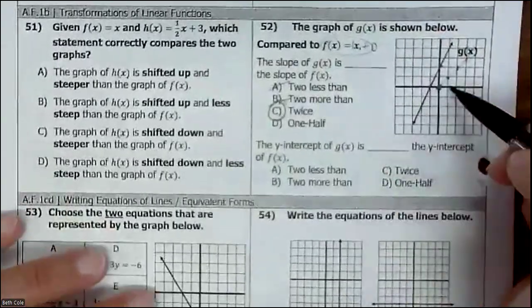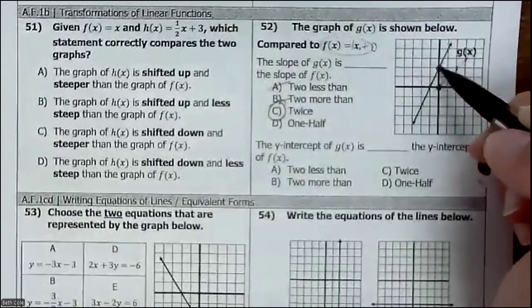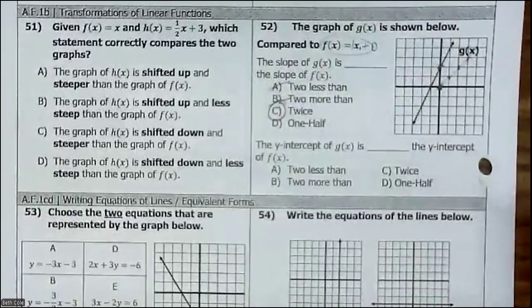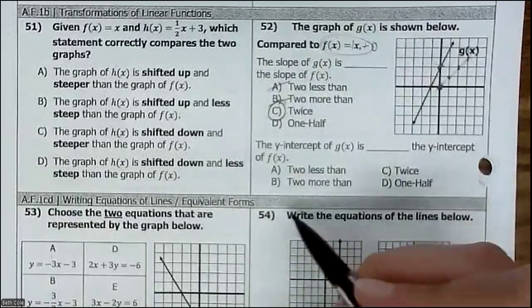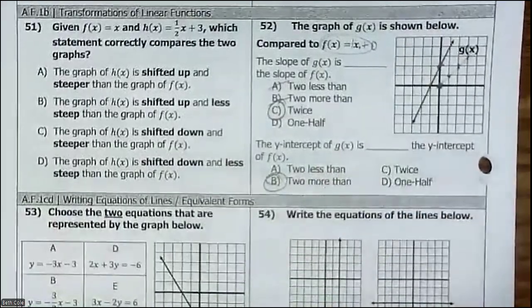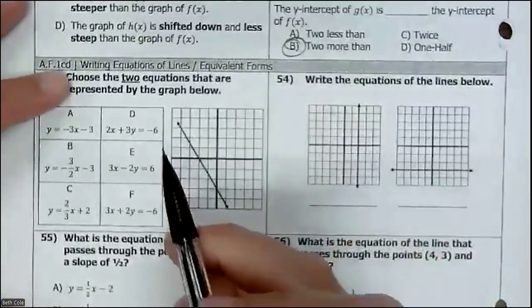All right, and then the y-intercept. It was at 0. Now it's where? 2. So up 2. So which one of these is up 2? 2 more than. So B as in bubble gum. Good.